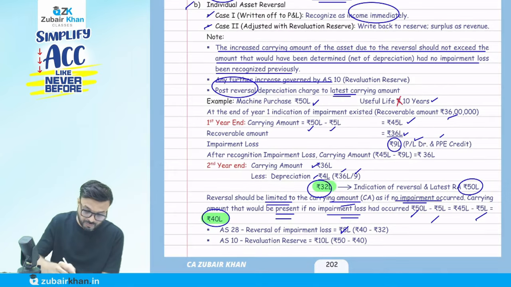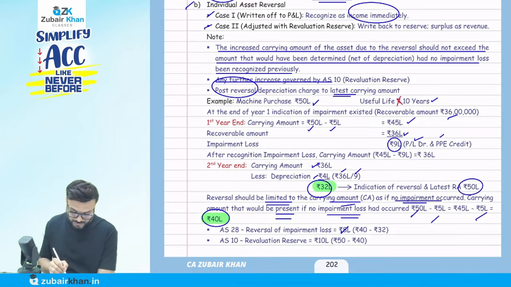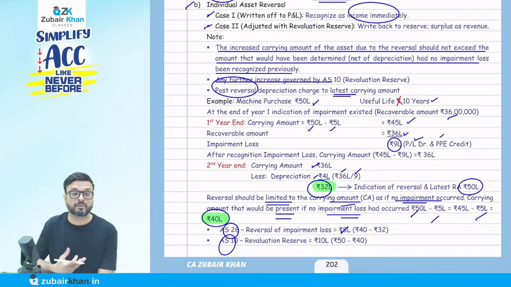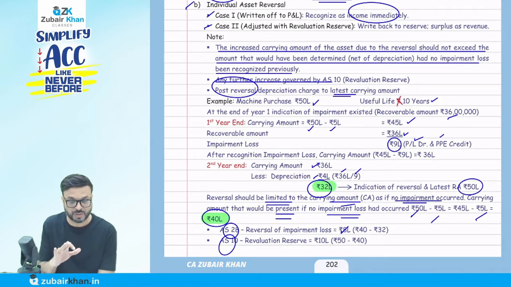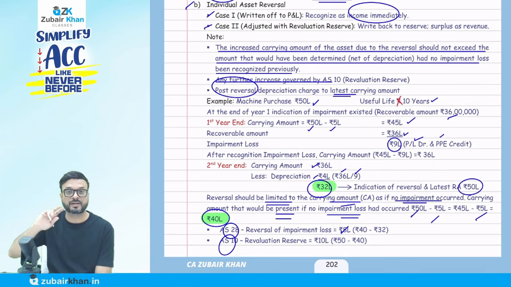But the market value is what? The 50 that here. So this remaining 10 will be recorded as the revaluation surplus as per accounting standard 10. This is what they are saying. So if there is no impairment, what will be the value and what is the value today? Only up to that extent we can reverse as per AS 28. Surplus amount, if any, is going to be recorded in the revaluation reserve as per accounting standard 10.